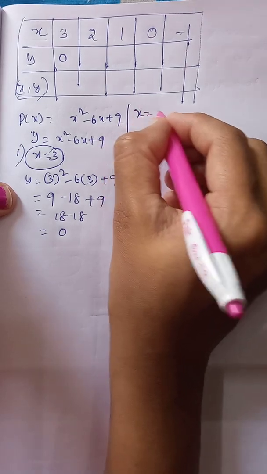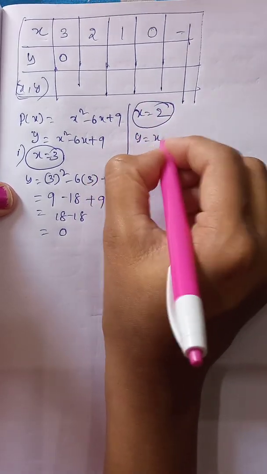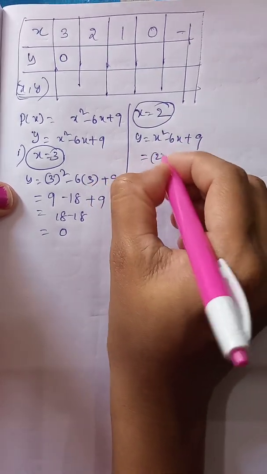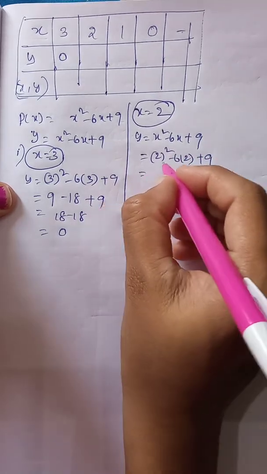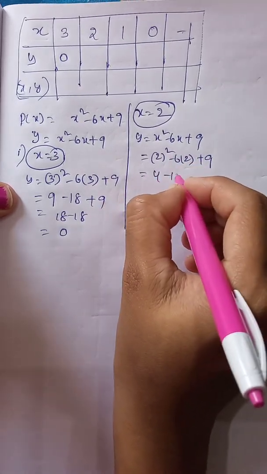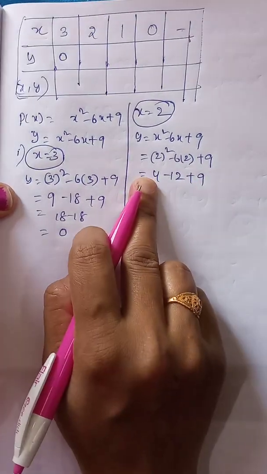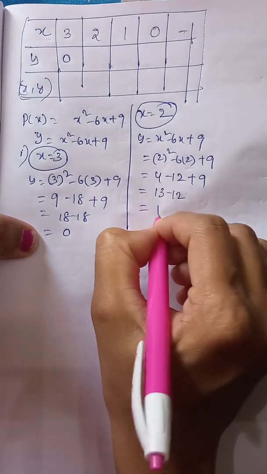Next, x equal to 2. So y equal to x square minus 6x plus 9. 2 whole square minus 6 into 2 plus 9. 2 2s are 4, 6 2s are 12, plus 9. Okay, 4 plus 9 is 13, minus 12 is 1.